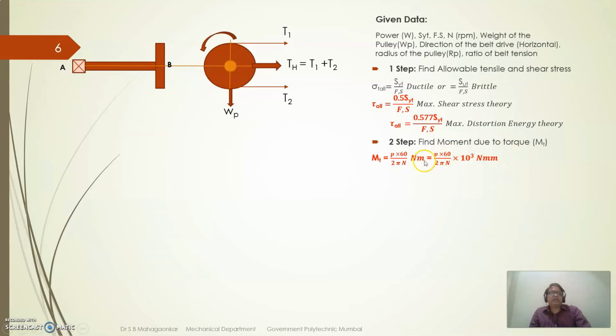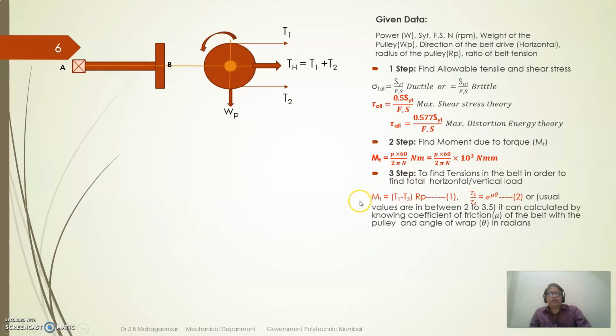The second step is to find the moment due to torque. MT is equal to P into 60 upon 2 pi N Newton meter, so it should be multiplied by 10 raised to 3 to get Newton mm. Okay. In the third step, we have to find the tensions in the belt in order to find the total horizontal or vertical load.